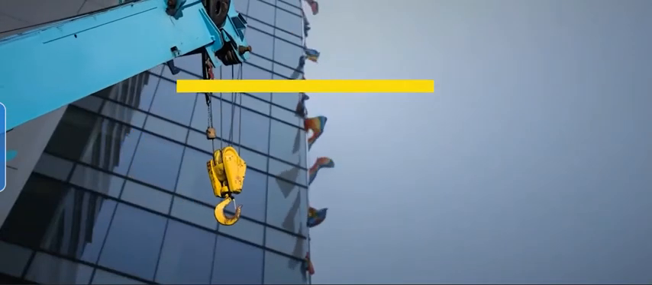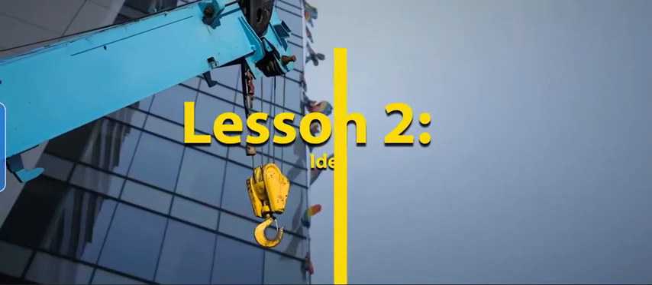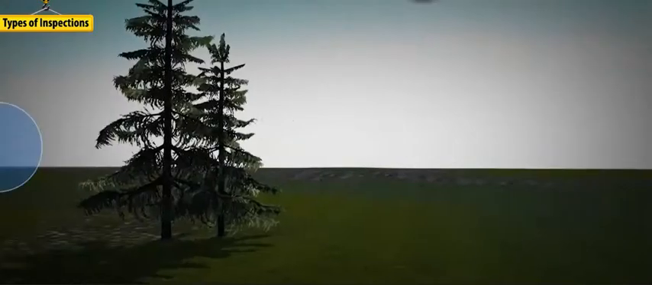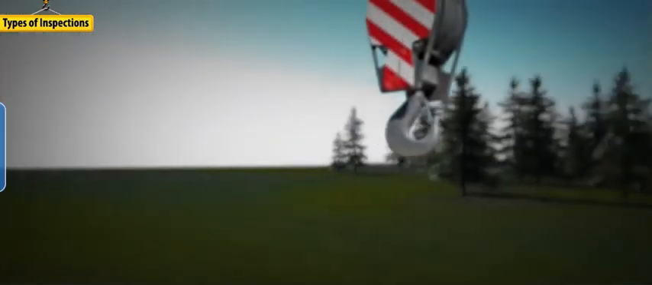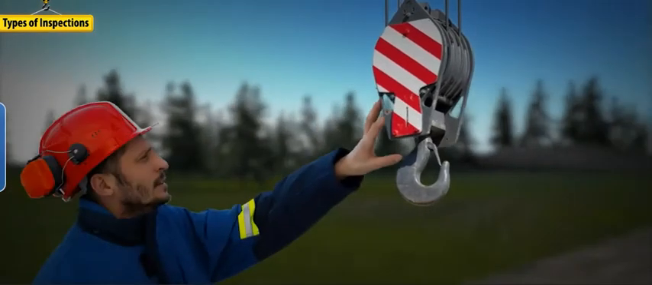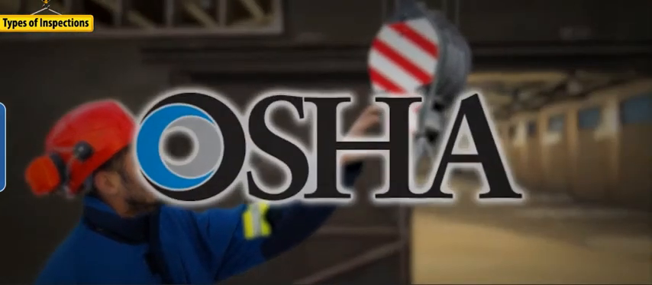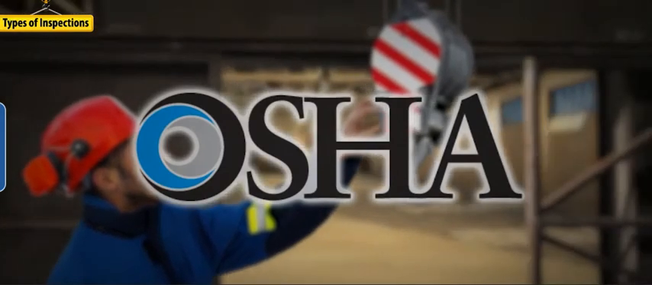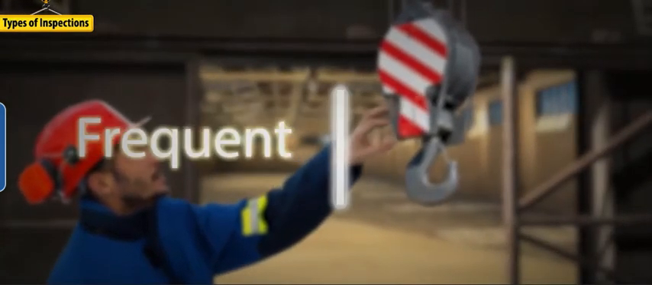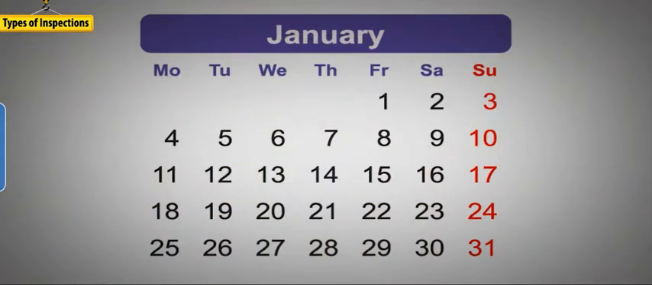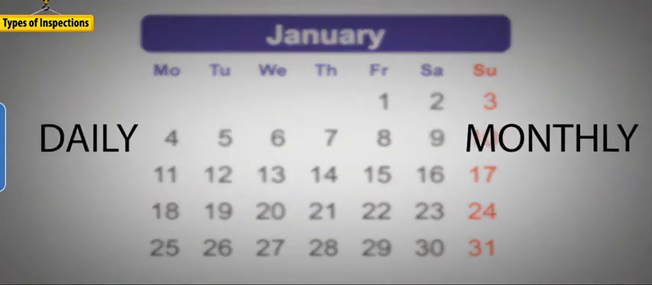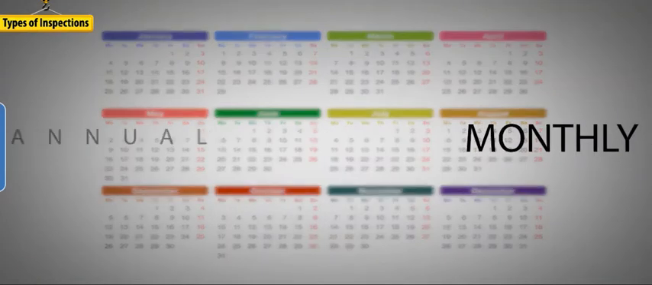Lesson 2. Identify required crane inspections. Because cranes can carry such heavy weights, they must be inspected regularly. The Occupational Safety and Health Administration, or OSHA, requires two varieties of crane inspections: frequent and periodic. Frequent inspections take place at daily to monthly intervals, while periodic inspections take place monthly to annually.